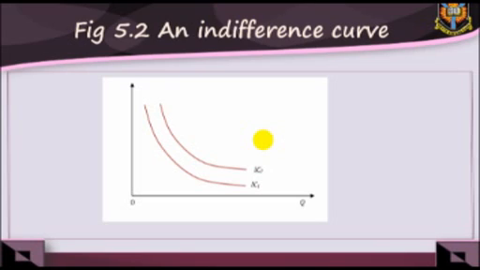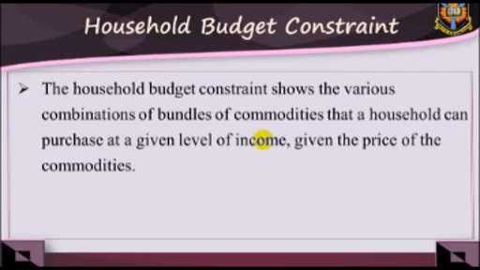Household budget constraint. The household budget constraint shows the various combinations of bundles of commodities that a household can purchase at a given level of income, given the price of the commodities. If the household decides to consume a bundle of commodity, then the budget constraint shows the maximum amount of that commodity that the household can buy at a given price over a certain income level.